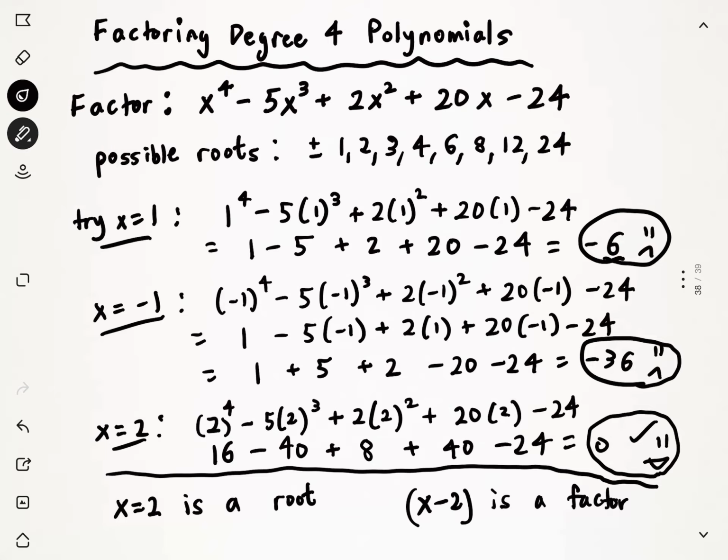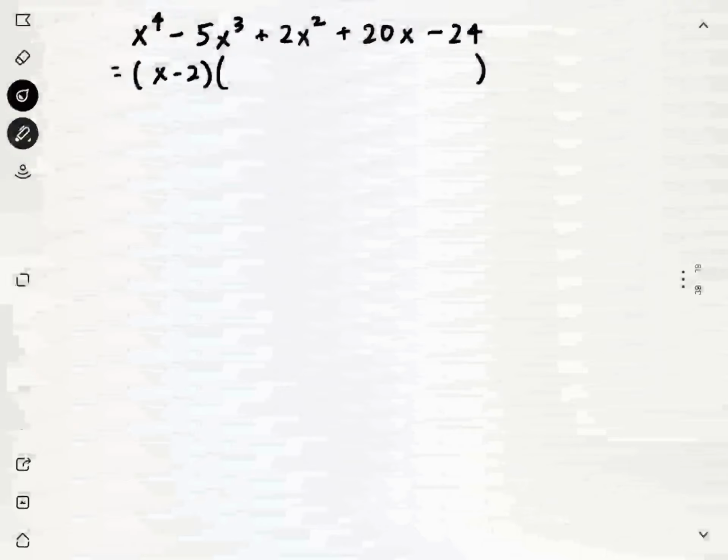The number that you plug in for x is your x-intercept, also known as a root or a 0. And then the opposite of that, x minus 2, that is the factor. That's one of the 4 factors for this degree 4 polynomial. So what do we have from there? All right, let's check this out.